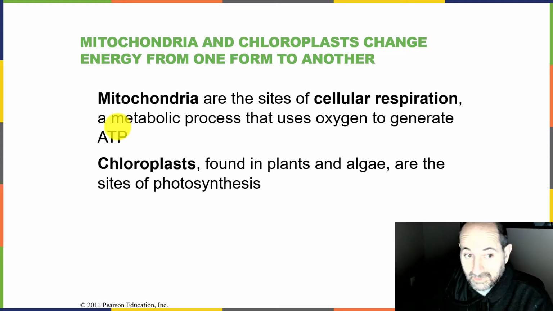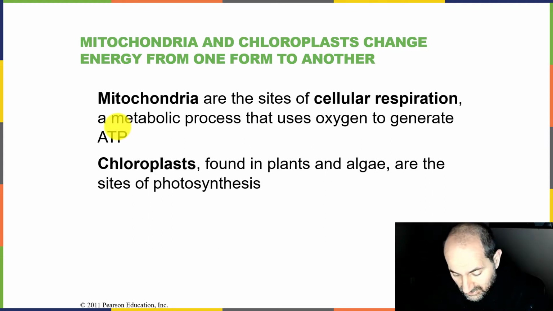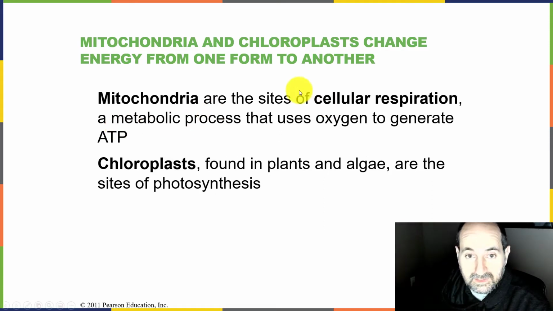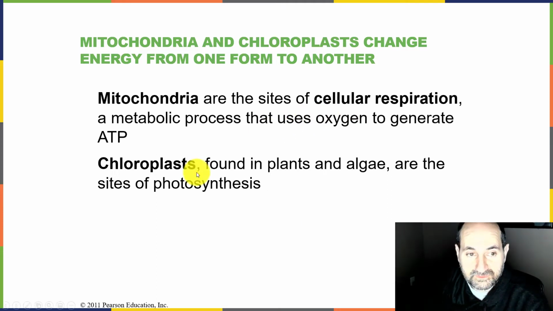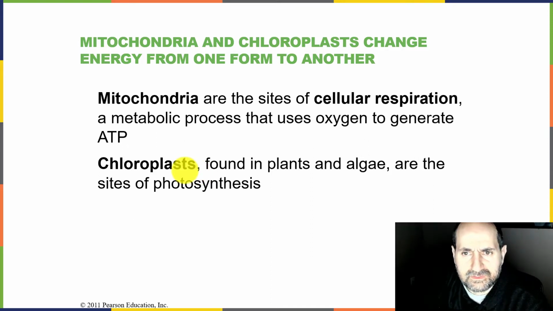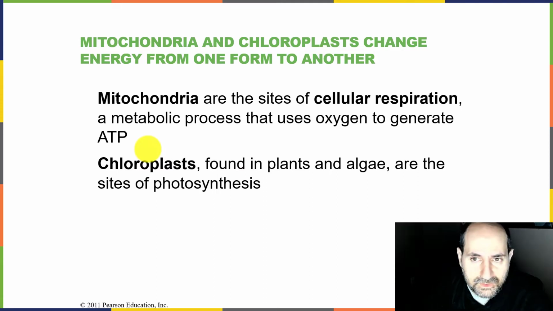Also, we talked about the mitochondria and the chloroplasts. I need you to know that the mitochondria is the site of cellular respiration. This is where ATP is made. So please know that mitochondria is the site of cellular respiration, which means the process of making ATP from burning sugar. We're going to be discussing cellular respiration in chapter 7, I want to say. Chapter 7 covers cellular respiration.